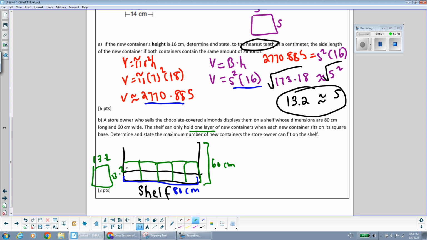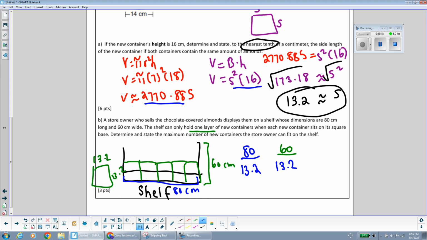So each of the bases on these rectangular prism containers is 13.2. What I'm going to do is take the length that can fit on the shelf and divide by the side length, because that's the length of the base of each container. And then I'm going to do the same thing with the width, dividing by the width of the container base. And the width of the base is once again 13.2 because this container has a square base.